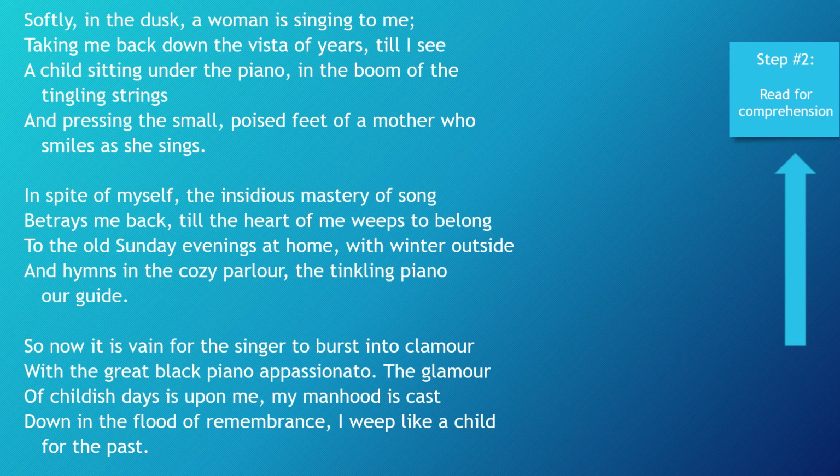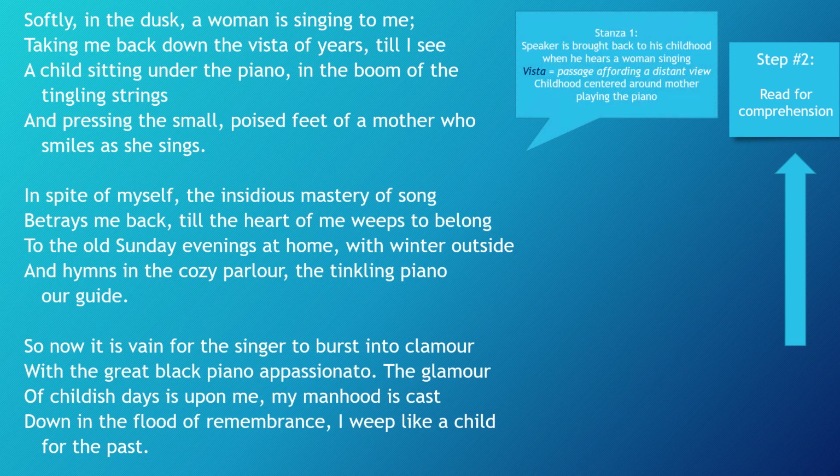My first step then I've already completed. I've read through it, and now I want to make sure I understand what Lawrence is saying, what my speaker is saying. I'm going to do that by going through each stanza and trying to summarize the general idea that he's trying to get across. Looking at stanza 1, I know that the speaker is brought back to his childhood when he hears some woman singing, and that this childhood for him revolved around listening to his mother play the piano. As I read through that, there's one word that seemed rather new, vista.